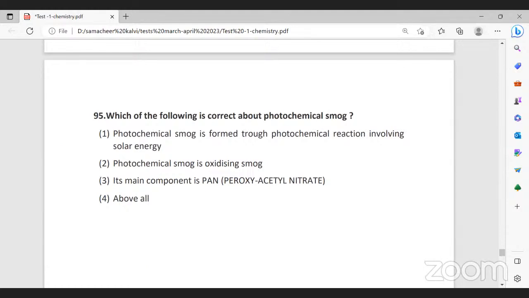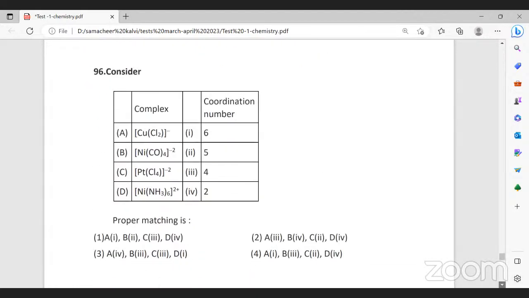The next question. Which of the following is correct about photochemical smog? Photochemical smog is formed through photochemical reaction involving solar energy. Photochemical smog is an oxidizing agent. Its main component is PAN, peroxyacetyl nitrate. All the above. The answer for this question is all the above. The right answer.